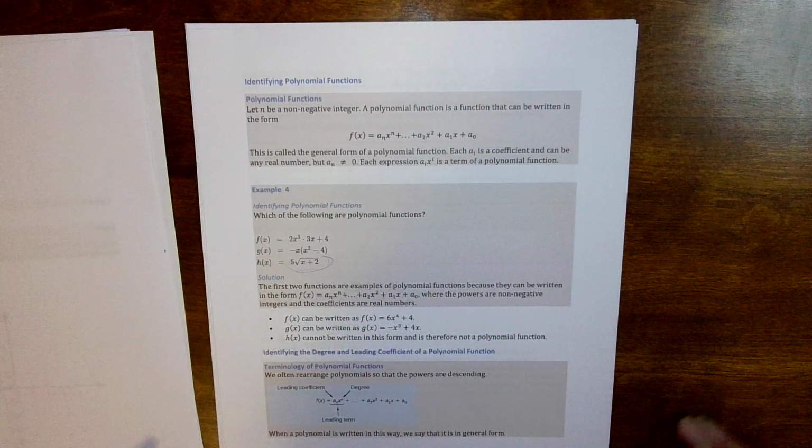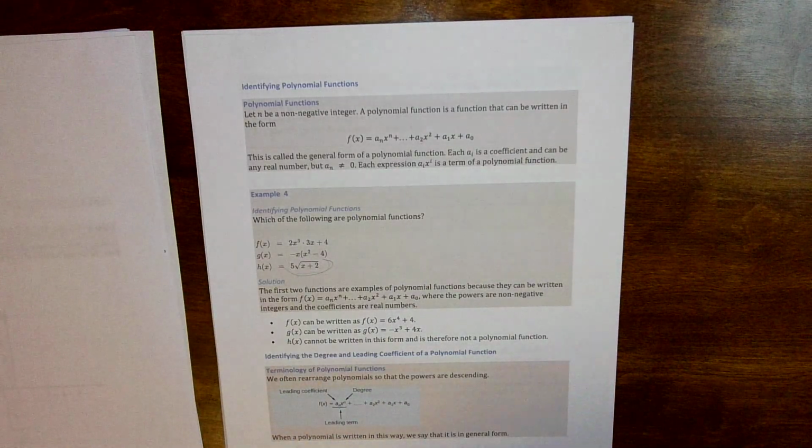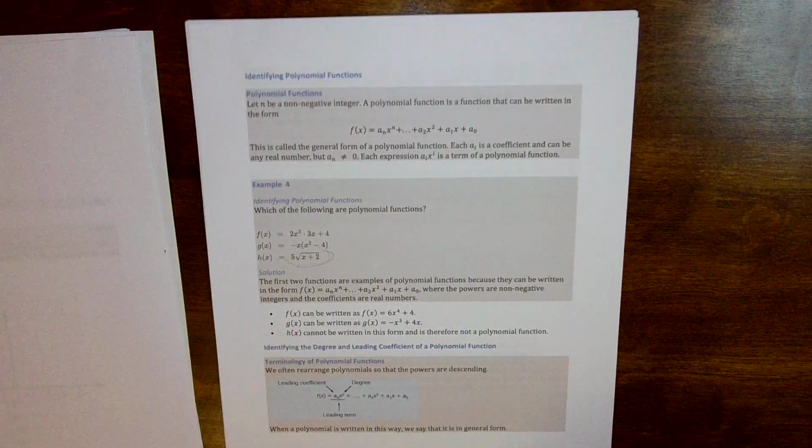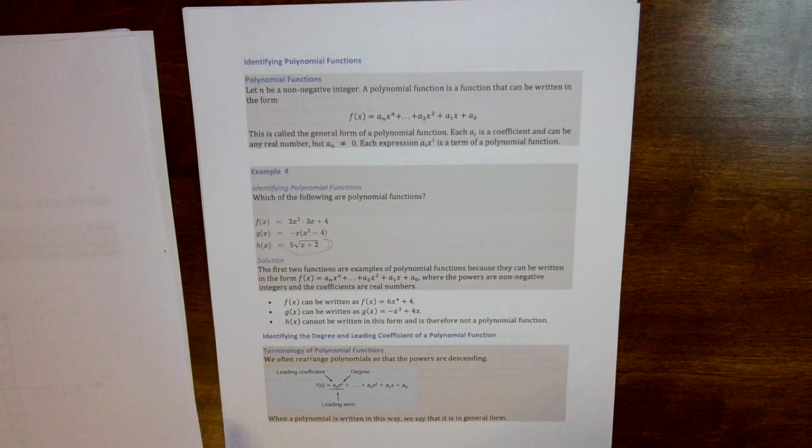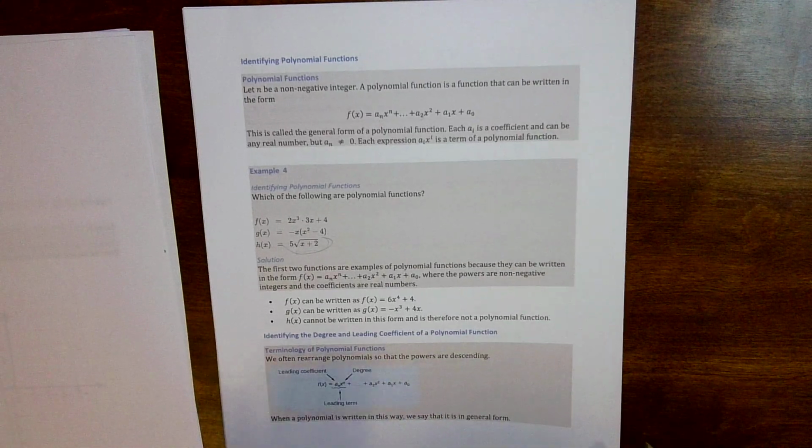We often rearrange polynomials so the powers are descending. That's really, really important, okay? And sometimes if they're missing one of them, we even put a placeholder in. When we get to that, I'll show you how to do that.